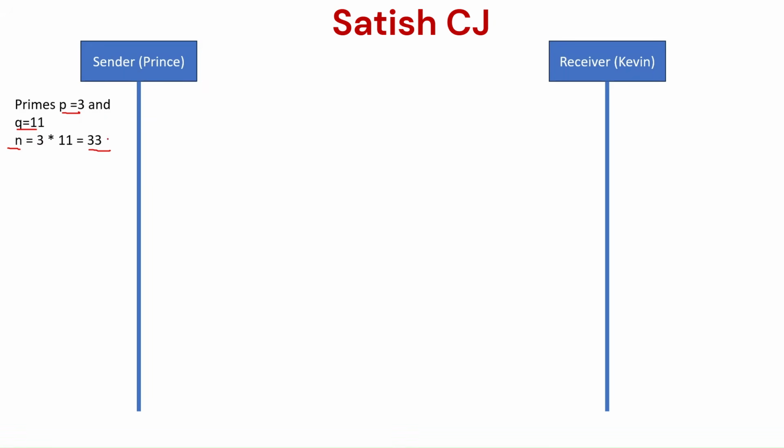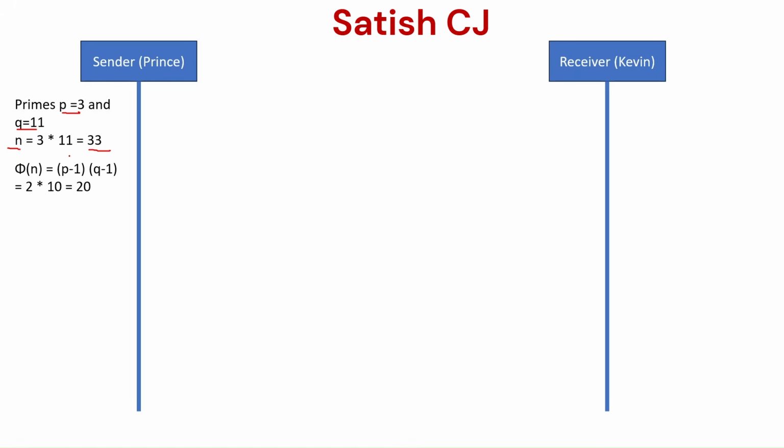The next computation that is done by Prince is, he computes the value phi of n. Phi of n is nothing but phi of P into phi of Q, the Euler's totient function. So if you are not clear about Euler's totient function and the RSA algorithm, I'll be leaving the links for those lectures in the description below. Have a look at it.